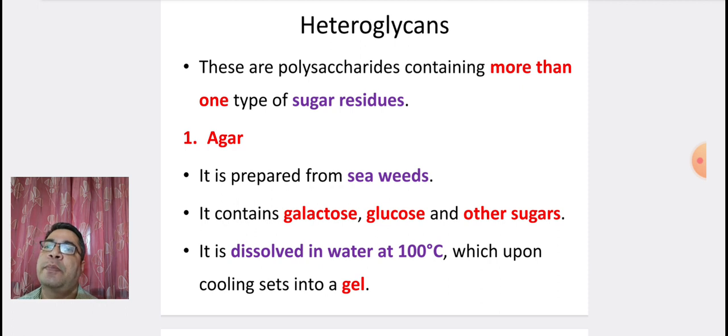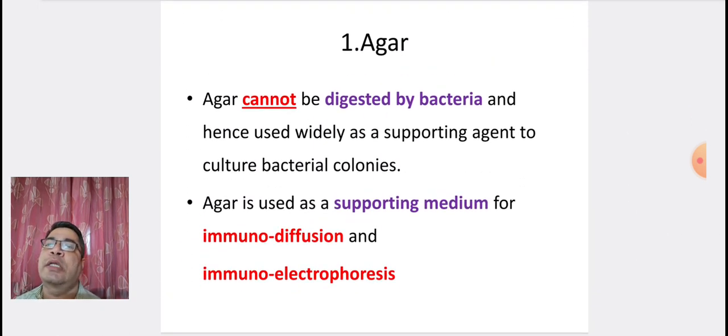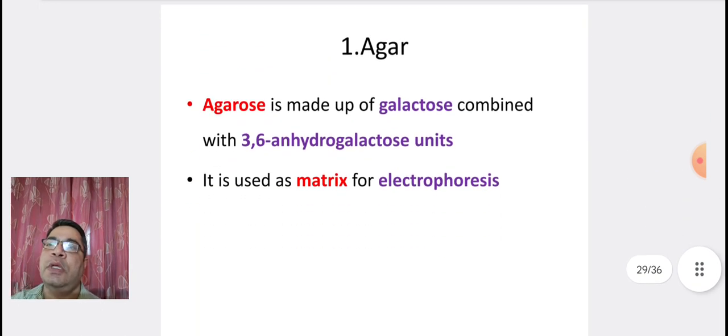Agar. It is prepared from seaweeds. It contains galactose, glucose, and other sugars. It is dissolved in water at 100 degrees centigrade, which upon cooling sets into a gel. Agar cannot be digested by bacteria and hence is used widely as a supporting agent and to culture bacterial colonies. Agar is used as a supporting medium for immunodiffusion and immunoelectrophoresis. Agar is made up of galactose combined with 3,6-anhydrogalactose units. It is a matrix for electrophoresis.